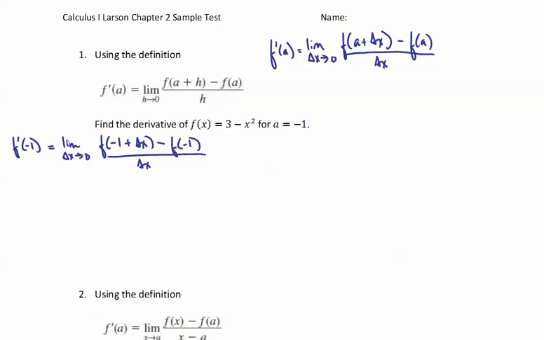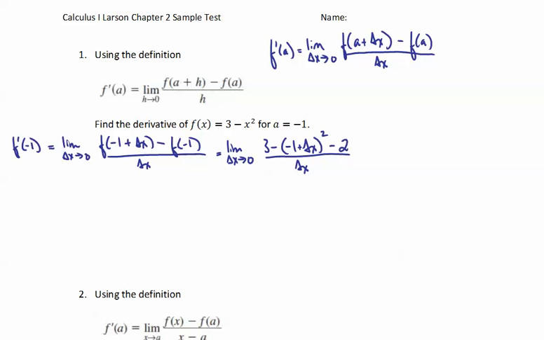So the first thing that we want to do is take the function f of x and plug in negative 1 plus delta x wherever we see x. So we have the limit as delta x approaches 0 of 3 minus the quantity negative 1 plus delta x, squared, then minus f of negative 1. Well, if we plug negative 1 into 3 minus x squared, we're going to get 3 minus negative 1 squared, 3 minus 1, which is just 2. And again, that's all over delta x.